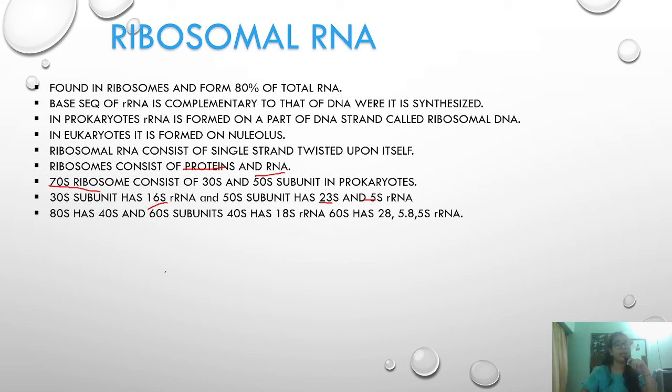Next, coming to the 80S ribosome, which is found in eukaryotes, it has two subunits, that is 40S and 60S. The 40S has 18S rRNA and the 60S has three rRNAs, that is 28S, 5.8S and 5S rRNA. This part is very important for you to understand.